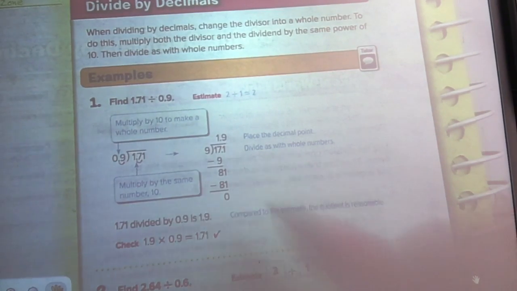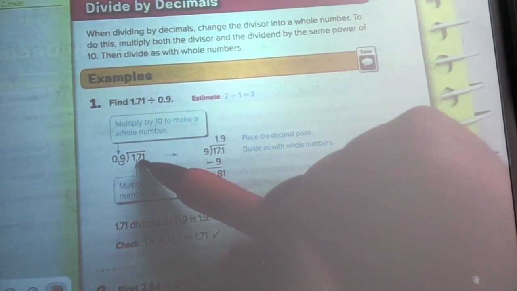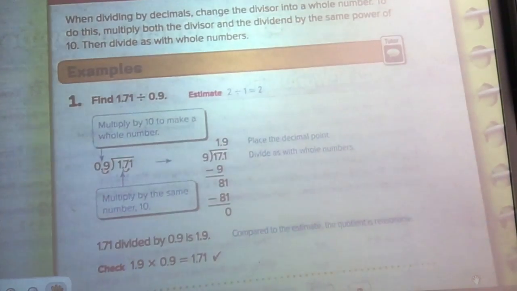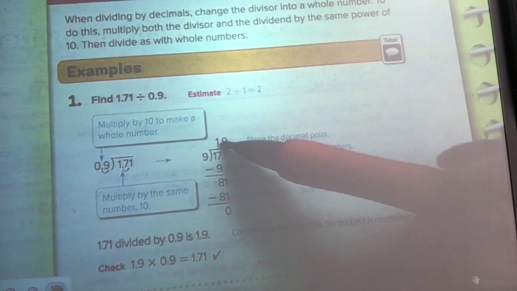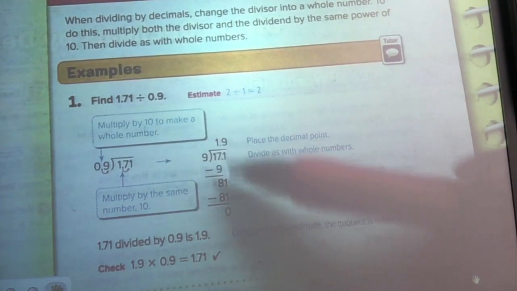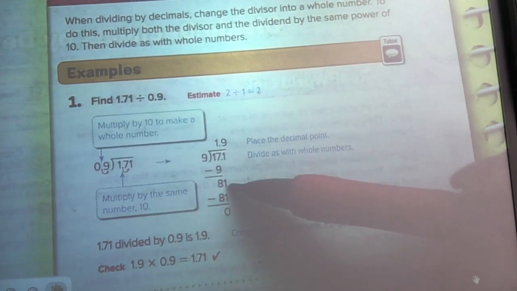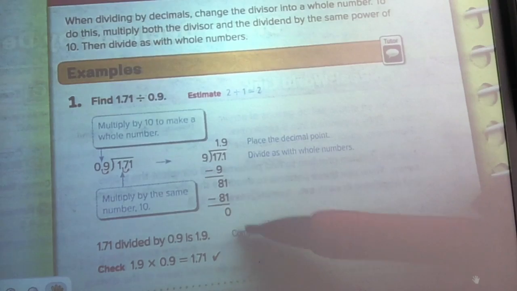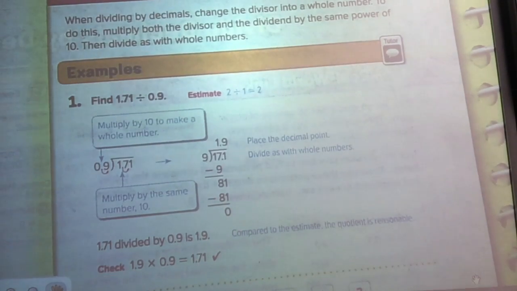So now you have 9 divided by 17.1. Then you just bring that decimal straight up and divide like normal. And they show you how they did that right over here. So they just brought their decimal straight up, divided like normal. 9 went into 17 once. They subtracted off, got 8, brought it down to 1. 9 went into 81 9 times, and they had 0 for an answer. So the answer was 1.9.